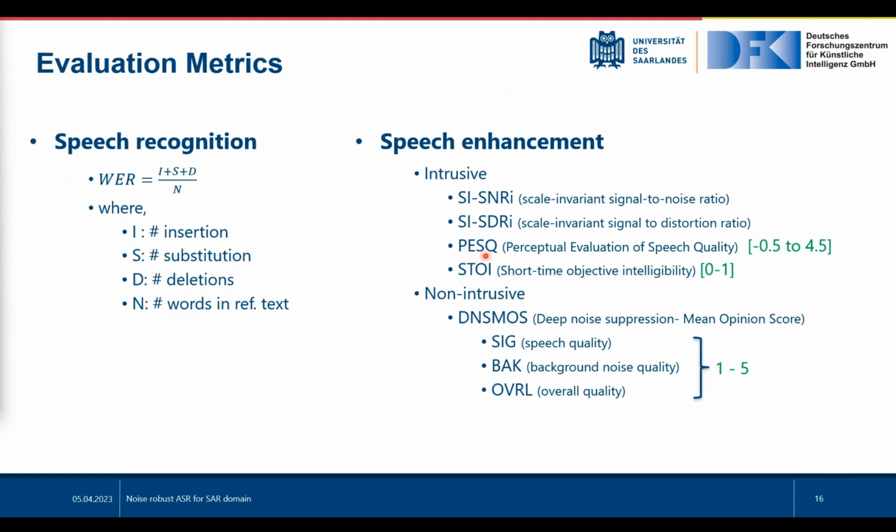We also have two metrics, PESQ and STOI, measured on a scale of -0.5 to 4.5 and 0 to 1, and here higher scores indicate better intelligibility. Then we have the non-intrusive metric DNS MOS, which is the Deep Noise Suppression Mean Opinion Score. It was introduced as a part of the Deep Noise Suppression challenge that takes place annually. It does not need any reference signal because it is a trained model, a convolutional neural network trained on human ratings. Each of these metrics, speech quality, background quality, and overall quality, is measured on a scale of 1 to 5, where 5 is the best quality enhanced speech signal.